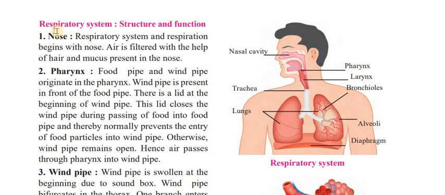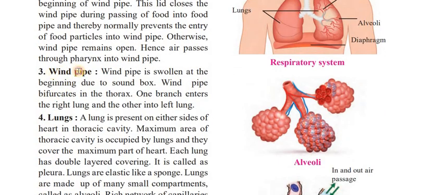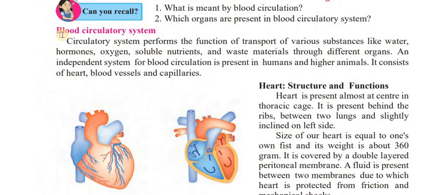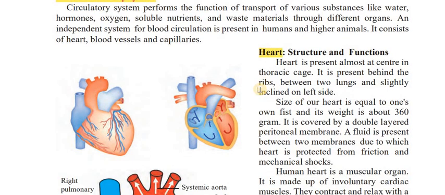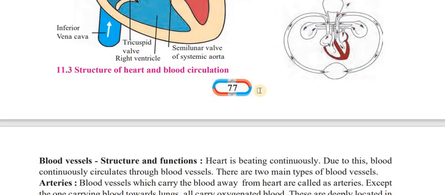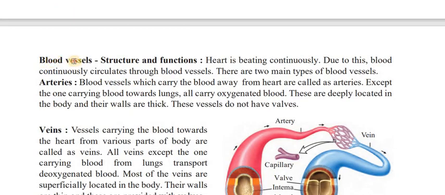Here, which organs are involved in the respiratory system? First one, nose, pharynx, windpipe and lungs. This question will come for 1 mark. Same as it, which organs are involved in the blood circulatory system? First one, heart. Second, blood vessels, specifically arteries and veins.